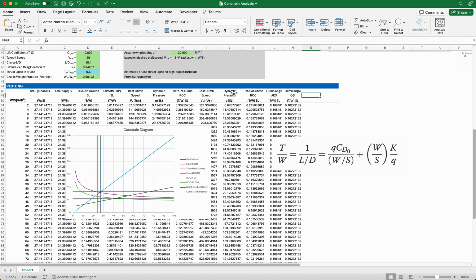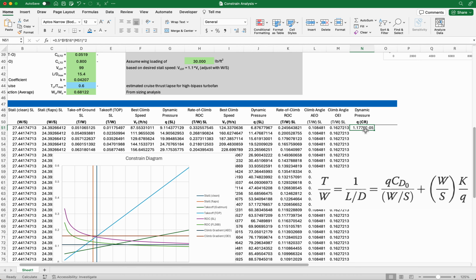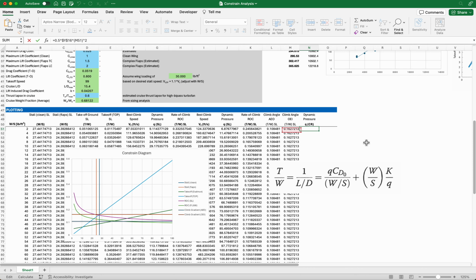And just like I did with climb, I'm going to have the first column just be our dynamic pressure. And instead of sea level, I'm going to put cruise, CR. So I think that will help just make our equation a bit easier. And if we make mistakes, it'll be easier to spot that. So for our dynamic pressure, this is equal to 1/2 times rho times our velocity squared. Now in this case, our velocity is going to be our true airspeed at cruise.